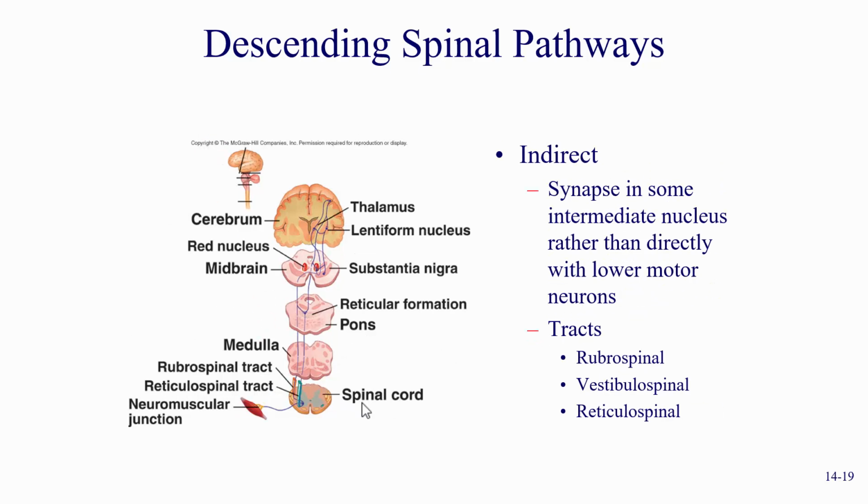Now, we just looked at the direct pathway, but in the indirect pathway they synapse in some intermediate nucleus rather than directly with lower motor neurons. Those tracts are going to be the rubrospinal, the vestibulospinal, and the reticulospinal. So again, we start off at the motor cortex, and you can see that we're going to have fibers that synapse in the lentiform nucleus. Also, we have some going through the, not quite the internal capsule.